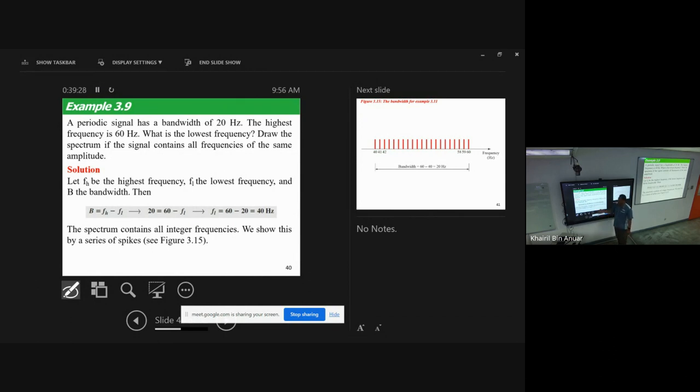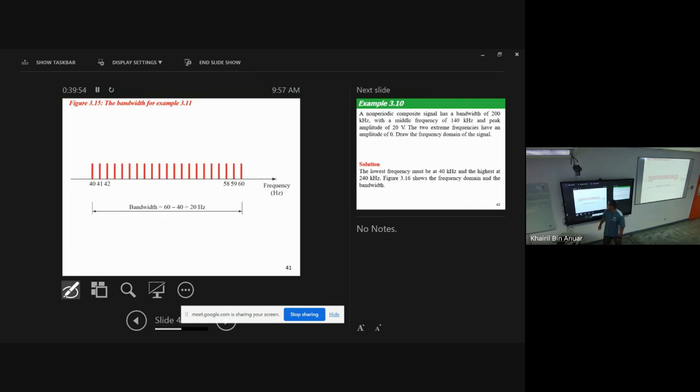So this would be another example. Here it says that given your bandwidth of 20 hertz, so your B here is 20, and the highest frequency is 60, so your F high is 60, you rearrange and you will get the lowest frequency, which is 4 hertz. I think this one is just simple for you guys. And then if you want to draw, this would be it.